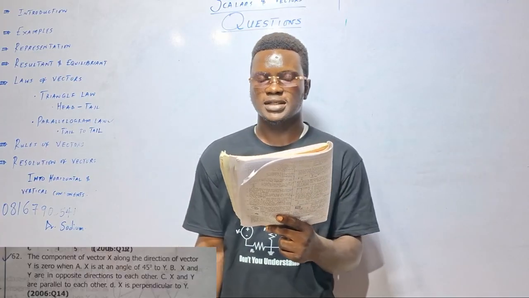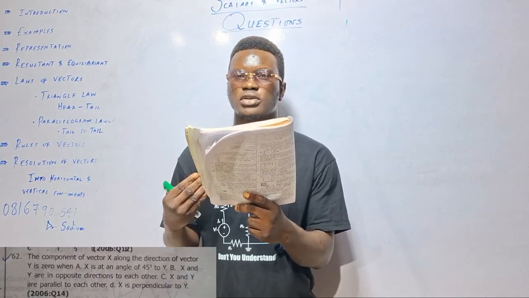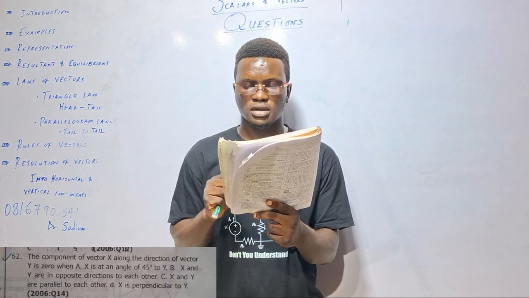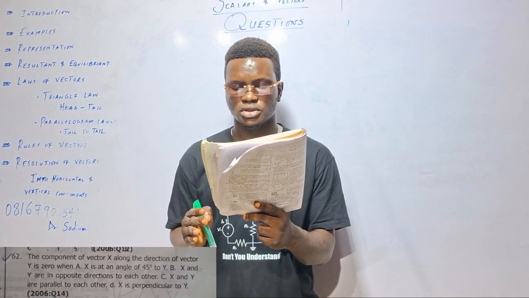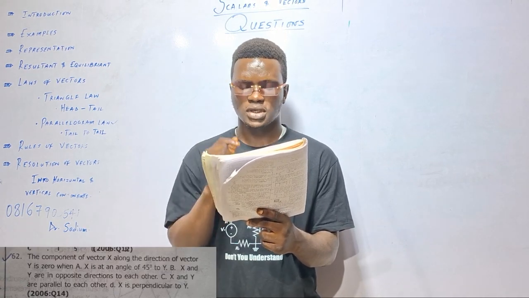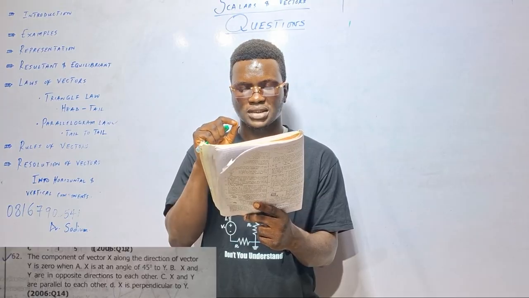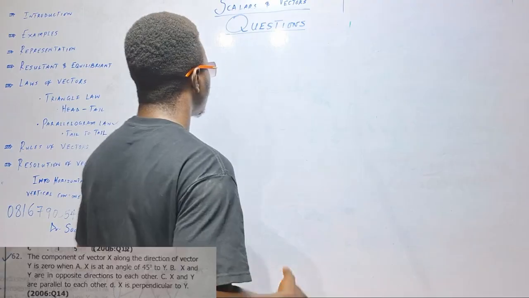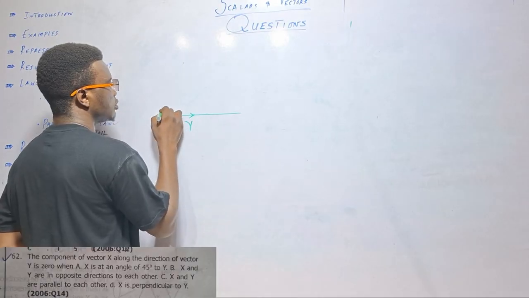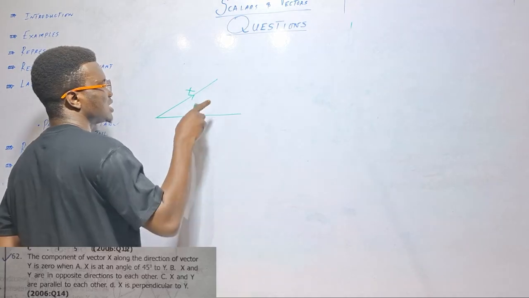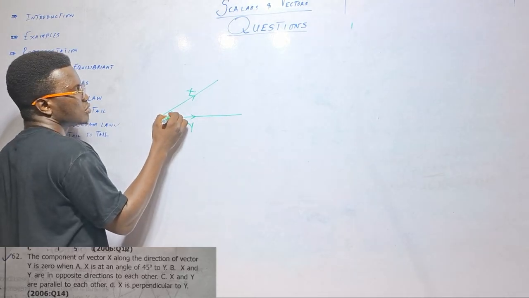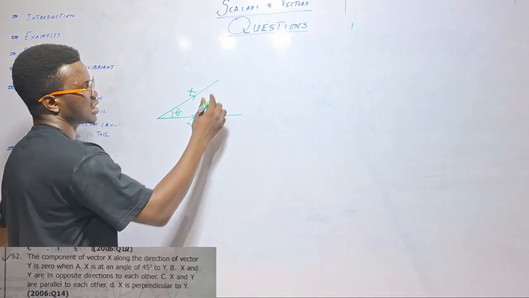So the next question says that the component of vector x along the direction of vector y is 0 when: a, x is at an angle of 45 degrees to y; b, x and y are in opposite directions; c, x and y are parallel to each other; d, x is perpendicular to y. So let's see this. The component of vector x along the direction of vector y is 0. So let's say this is vector y, however you want to take it, and let's say this is vector x. They are saying the component of vector x which is along the direction of vector y. Let's say the angle between them is theta. However you draw it, that's what you're going to have.